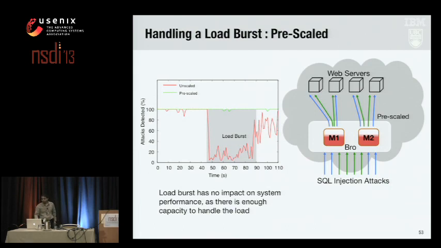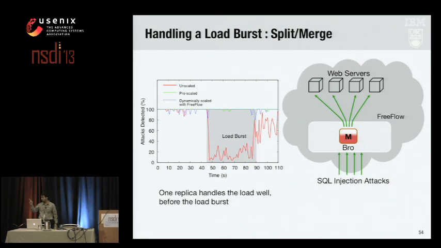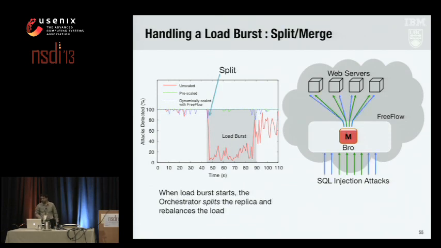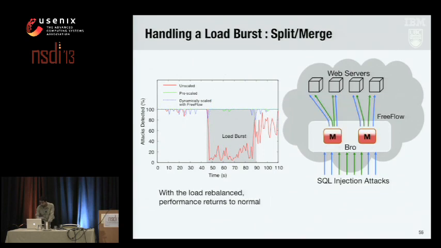But then, with FreeFlow, we have 1 replica before the load burst, great. When the load burst happens, the orchestrator sees that the replica is overloaded, it decides to split the replica and rebalance the load. There's a small blip in performance during this process, and we have 2 replicas now. Once again, well utilized, performance is back to 100% attack detection, and voila.